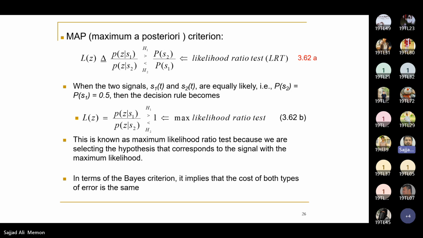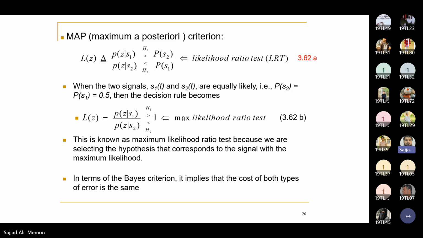As an example, take head and tail. Before even tossing, for different events, we know that the probability of occurrence of tail is 0.5 as well as head, because there are only two outcomes. So the probability of getting one outcome is 1 by 2, so 0.5. Similarly here, P of S2 is equal to P of S1, which is equal to 0.5. So we can replace this P of S2 and P of S1 by 1. So that is your maximum likelihood ratio test.